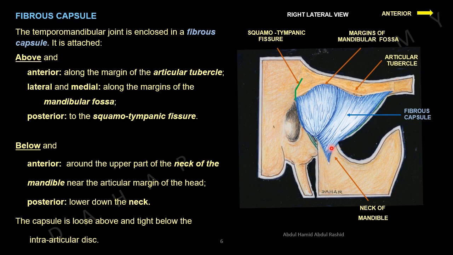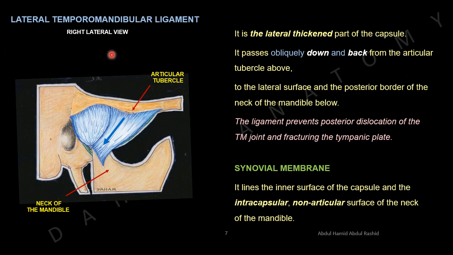Posteriorly, at the lower down the neck. The capsule is loose above and tight below the intra-articular disc. This diagram is again a right lateral view of the temporomandibular joint, and this is the capsule of the temporomandibular joint we have already just mentioned.